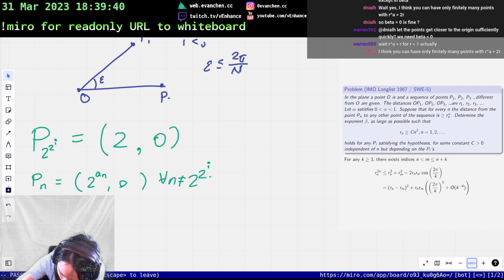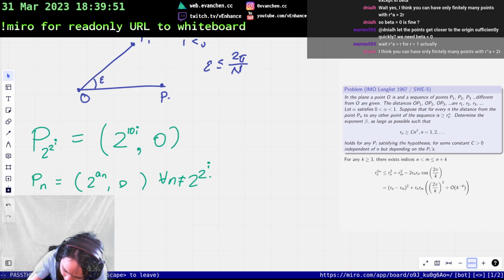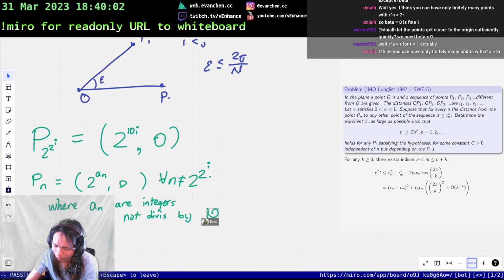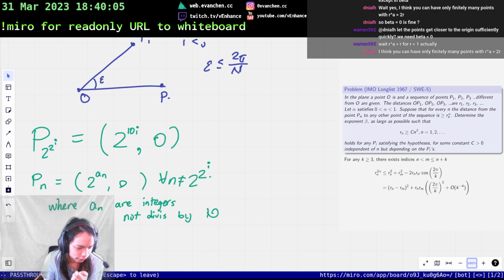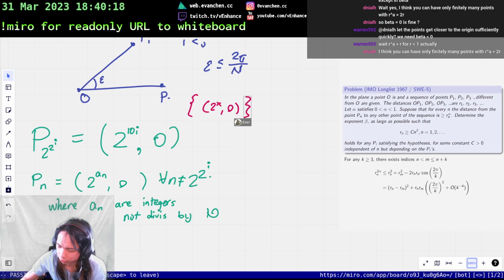Here, you can have a token like 10i or something. And then where ANs are integers not divisible by 10 or something. It doesn't really matter. The point is that if you permute the RIs however you want, then you're going to run into problems, because the set of points of the form 2 to the x comma 0 is going to be a valid construction.